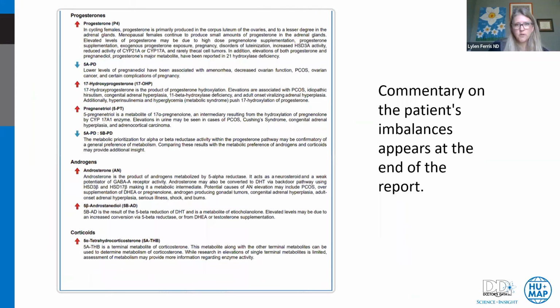The last pages of this report will give you commentary based on the patient's highs and lows. So anything that's within the reference interval, including upper range or lower range, so that light blue or yellow section, those will not receive a comment. But if something is frankly low or frankly high, commentary will appear at the end of the report.